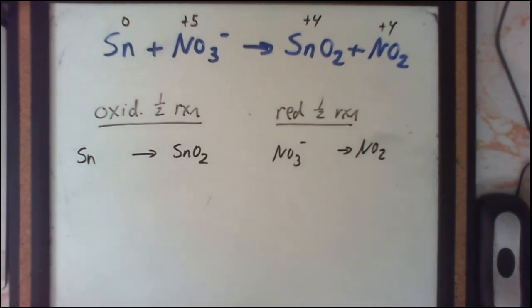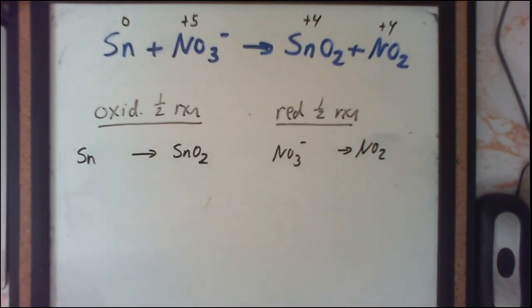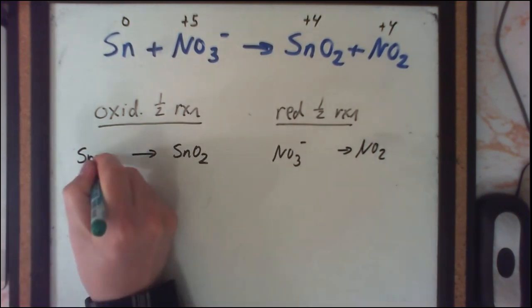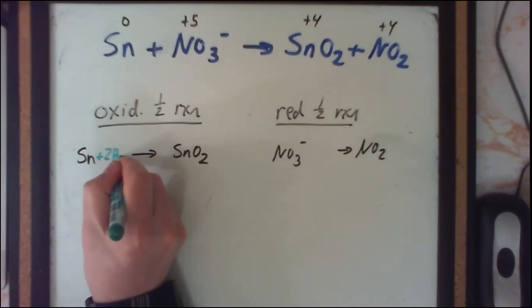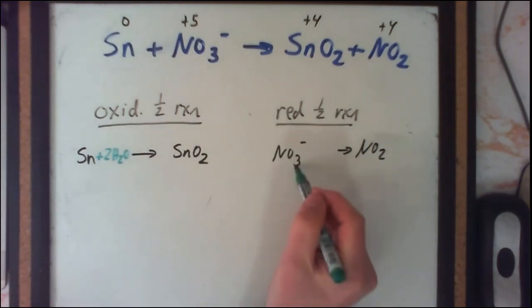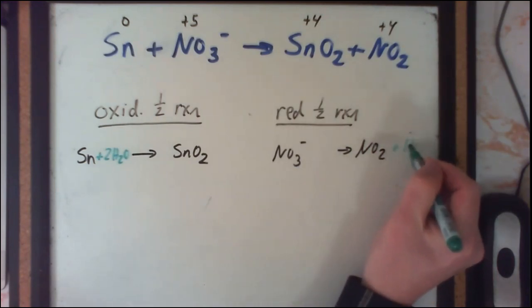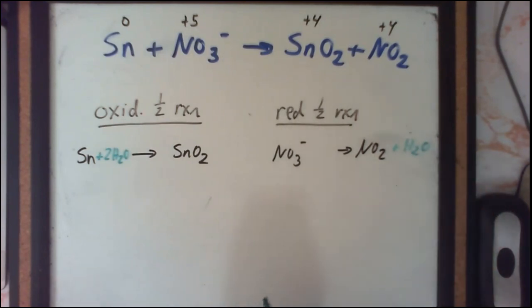We're good there. The next step is to balance the oxygens with water molecules. We have 2 oxygens versus 0. So in this step, I want to add 2 water molecules so I have equal numbers of oxygen atoms. Likewise, on this side, I have 3 oxygens versus 2 oxygens, so I need to add one water molecule to balance the oxygens.